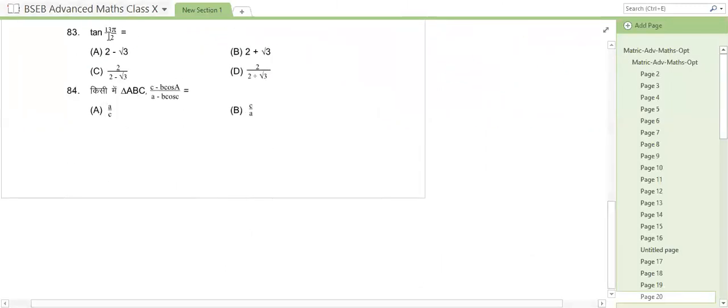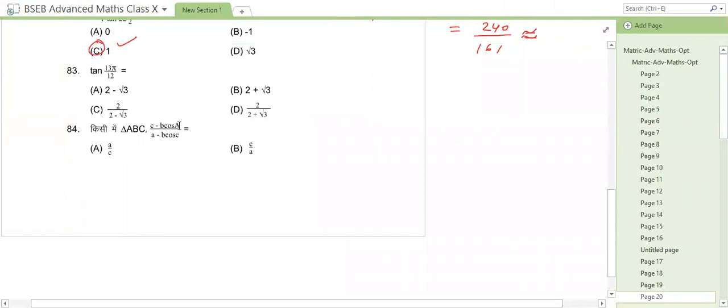Tan of 13 pi over 12, you can write as tan of pi plus pi over 12. Now this is in the second quadrant and tan is negative. Sorry, this is in the third quadrant because pi is 180 degrees, so it should just be tan of pi over 12. Converting it into degrees, pi over 6 is 30 degrees, so pi over 12 will be tan of 15 degrees.